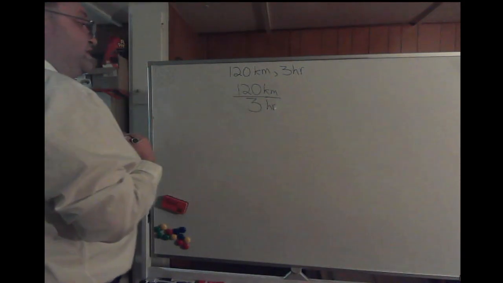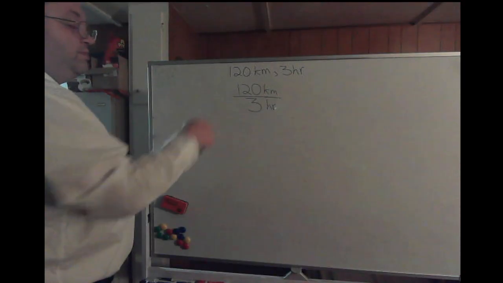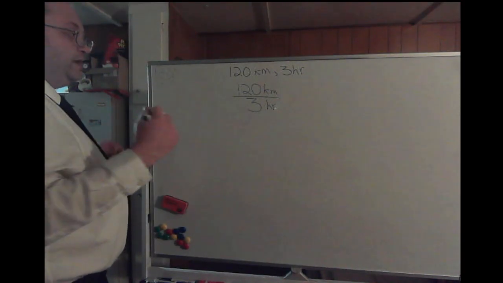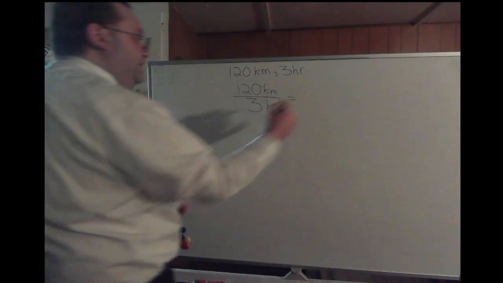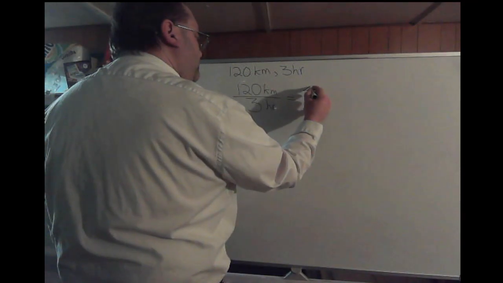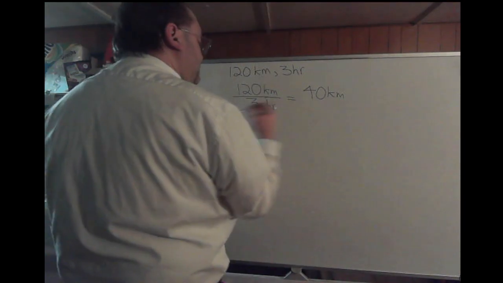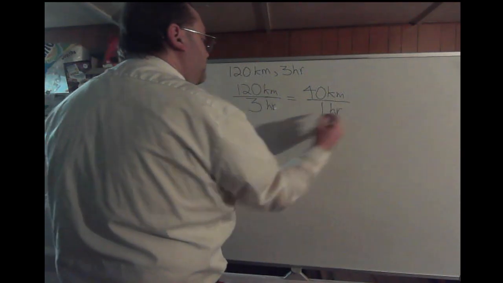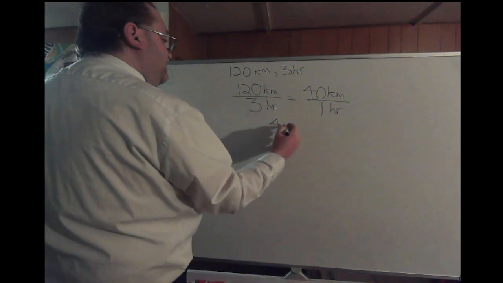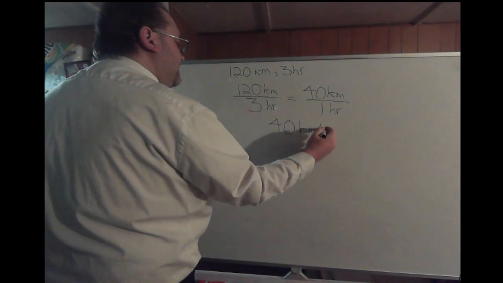If you want to figure out how much you went in 1 hour, you'll divide both the numerator and denominator by the number that's in the denominator. So if you divide 120 by 3, you'll get 40 kilometers. And you divide 3 by 3, you get 1. So you'll have 40 kilometers per hour, which is often written as 40 kilometers slash hour.